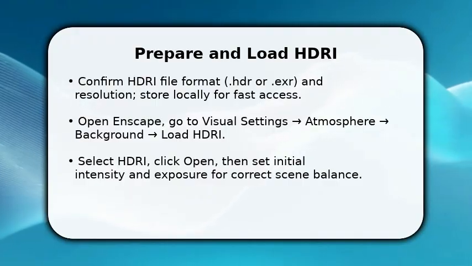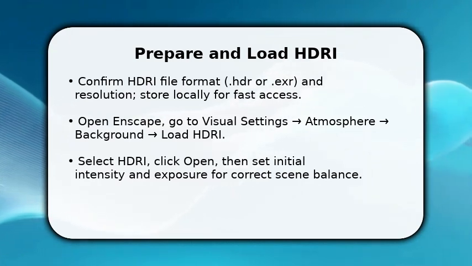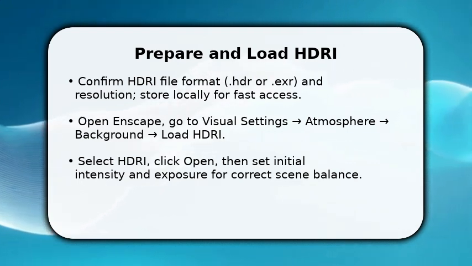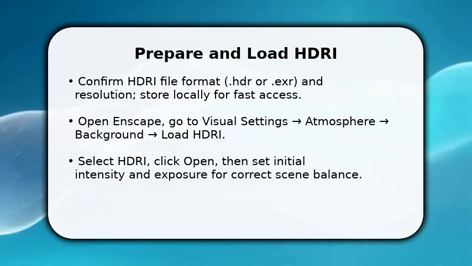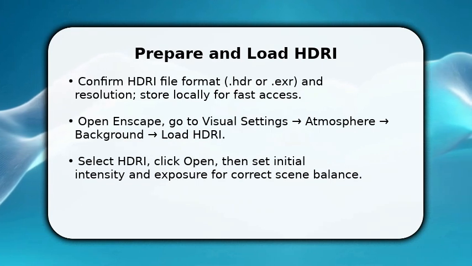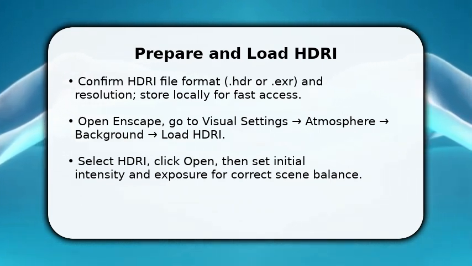You've got the HDRI and Enscape running. Now load it. In Enscape, open Visual Settings and go straight to Atmosphere, then Background. Click Load HDRI and choose your HDR or EXR file from the local drive so file paths stay stable. Once loaded, you'll set a baseline exposure and intensity to prevent blown highlights or a flat scene. These initial values matter because they establish lighting and reflections across materials and help you judge next adjustments accurately.